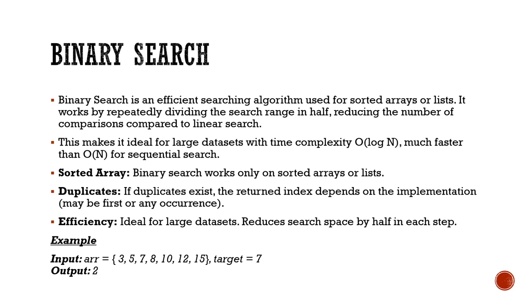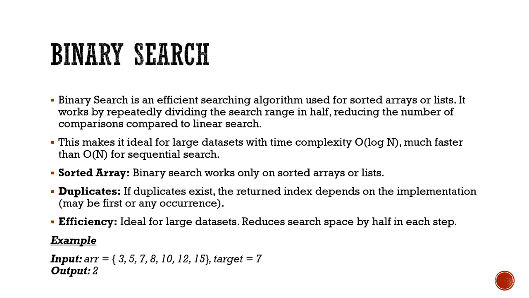Binary search has some conditions. It will work on a sorted array or list. Duplicates: even though it is sorted, suppose we have duplicates, like two twos or three twos, we'll be able to find the first occurrence of the two. And efficiency: however large the data set is, it will compute and give you the target element in order of log n time complexity.